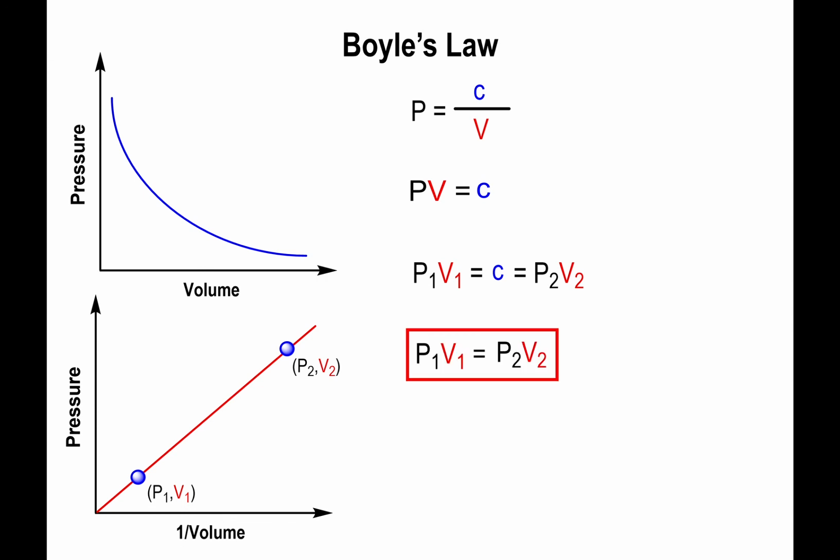In and of itself, this means that P1 times V1 must equal P2 times V2, and like that we have derived Boyle's law.